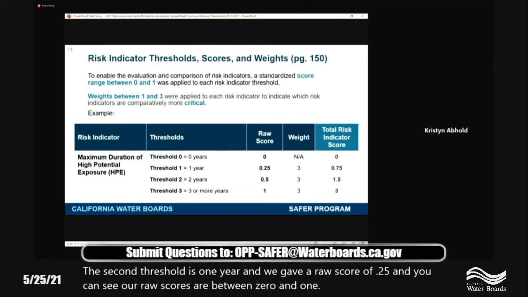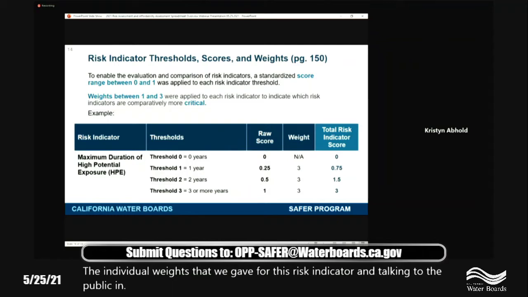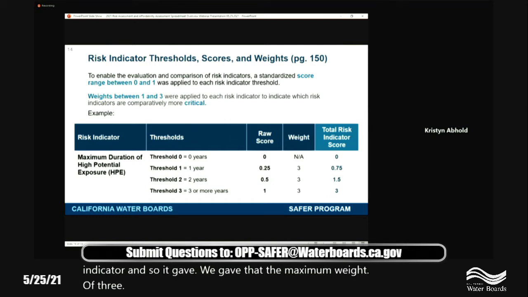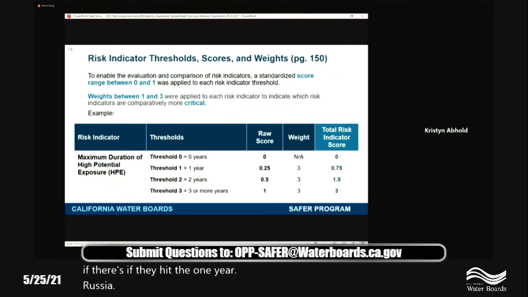The individual weight that we gave for this risk indicator, and talking to the public and the engineers, everyone felt like this was a really important risk indicator. And so we gave the maximum weight of 3. So we take the score, which is 0.25, and then we multiply it by the weight of the indicator, which is 3. And so the total risk indicator here is 0.75 if they hit the 1 year threshold. And then you can see how it goes up.